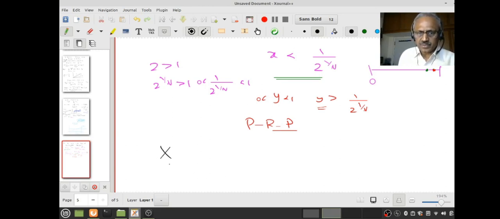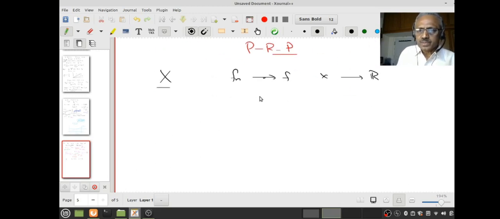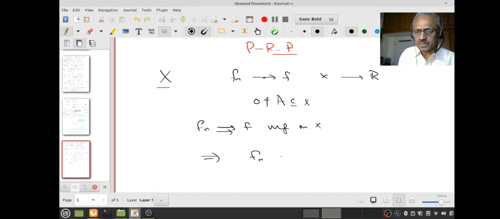Okay, so now X is any set and Fn converges to F. Fn and F are functions from X to R. Now suppose A is a subset of X, non-empty of course. If Fn converges to F uniformly on X, what does it imply about its convergence?